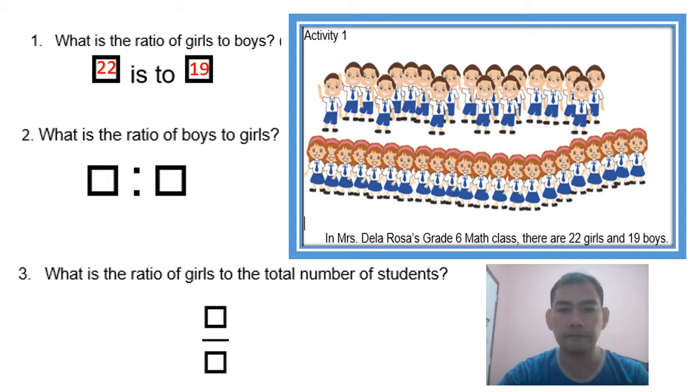Next question. What is the ratio of boys to girls? Okay, 19 is to 22. Next question. What is the ratio of girls to the total number of students? That's 22 is to 41.